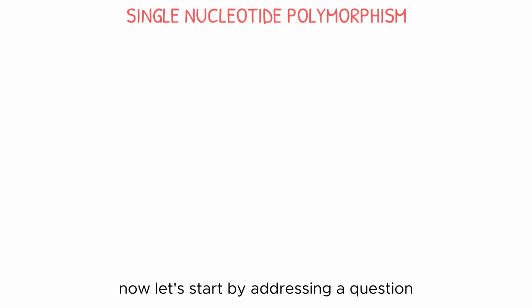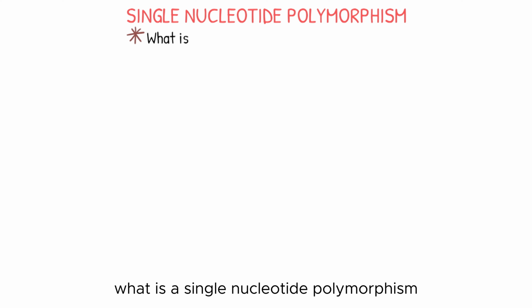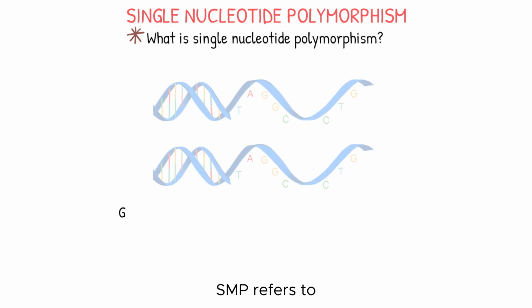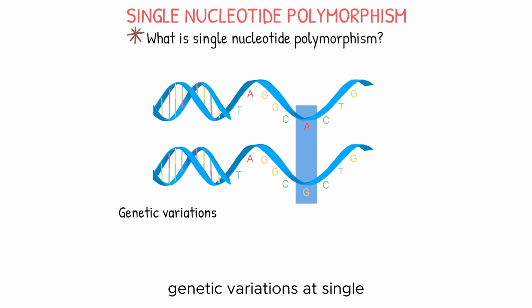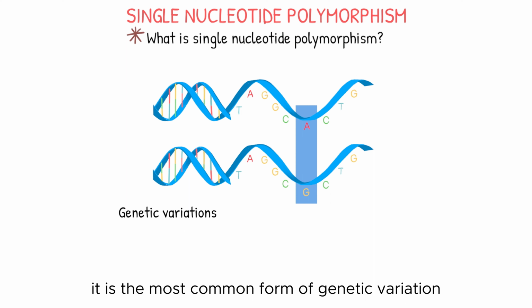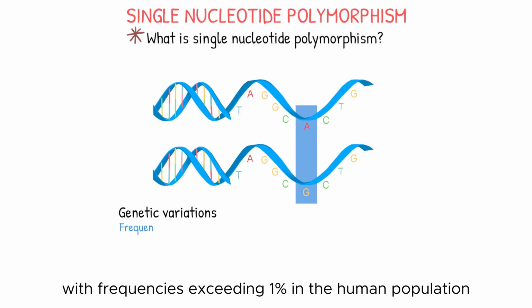Now, let's start by addressing a question. What is a single nucleotide polymorphism? SNP refers to genetic variations at single nucleotide positions in the genome. It is the most common form of genetic variation, with frequencies exceeding 1% in the human population.